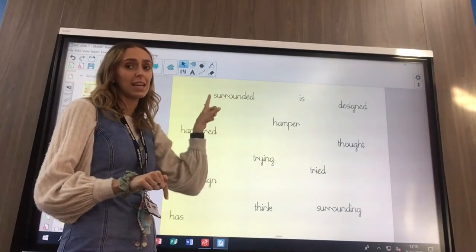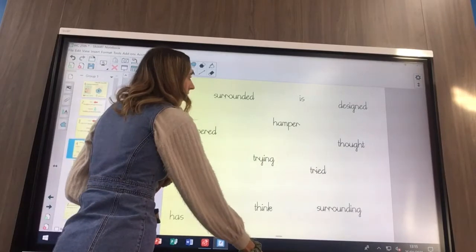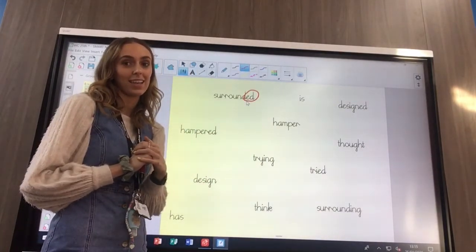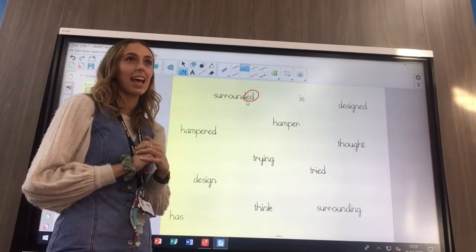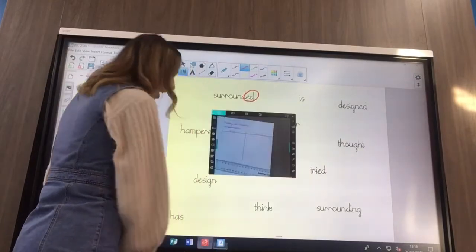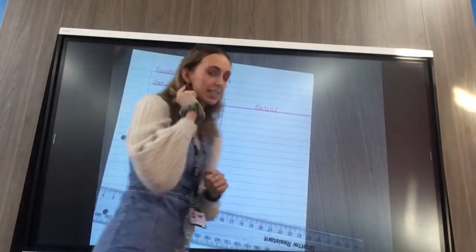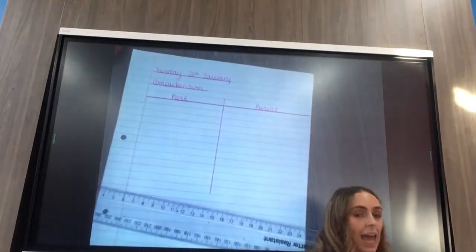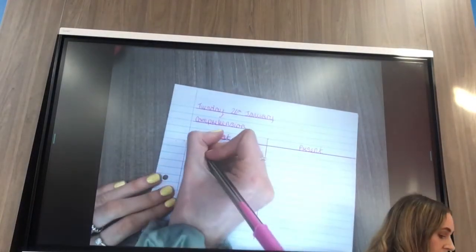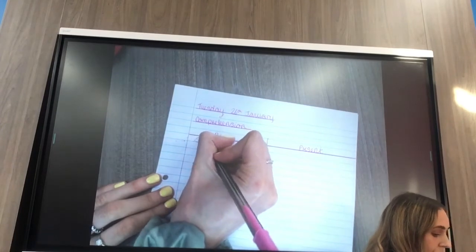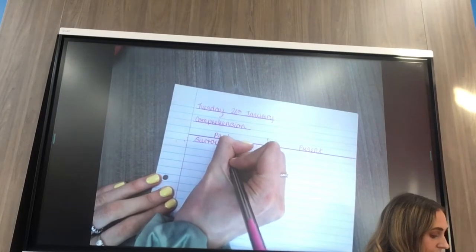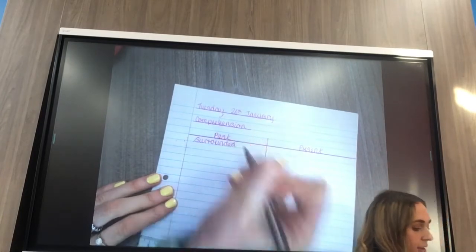Now, surrounded, there's a big clue in there. It's got an ED on the end. Okay. So if I know it's got an ED on the end, it's happened in the past. So I'm going to get my paper and I'm going to write surrounded in the past tense, in my neatest handwriting. Surrounded. Lovely.